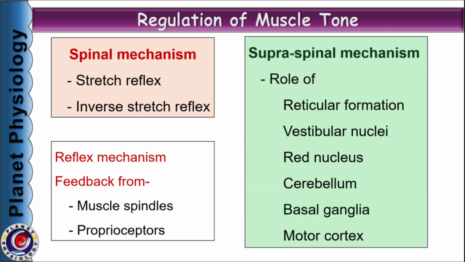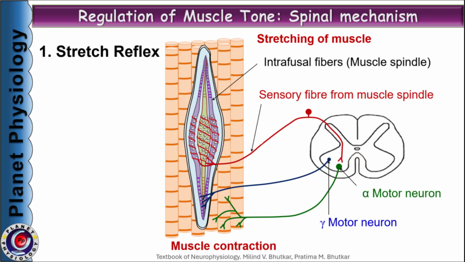Supraspinal mechanisms to regulate muscle tone include the role of various motor areas in the brain like reticular formation, vestibular nuclei, red nucleus, cerebellum, basal ganglia and motor cortex. These areas alter muscle tone by altering the activity of stretch reflex. So let's begin with the spinal mechanisms to regulate muscle tone.